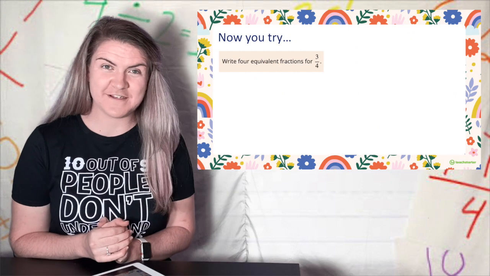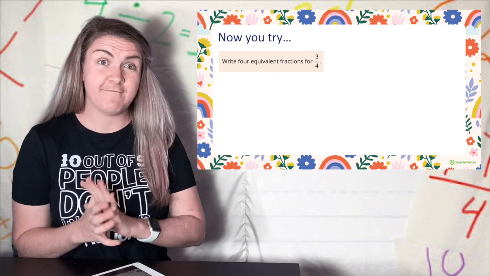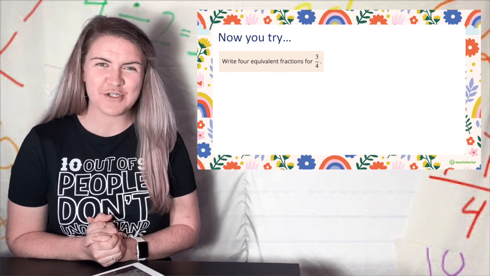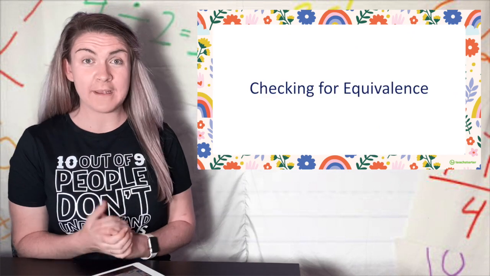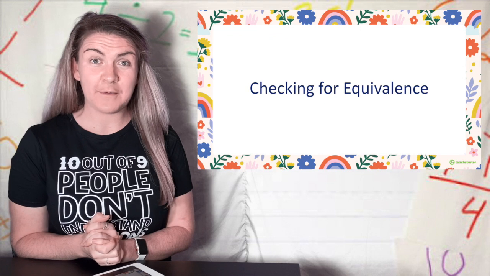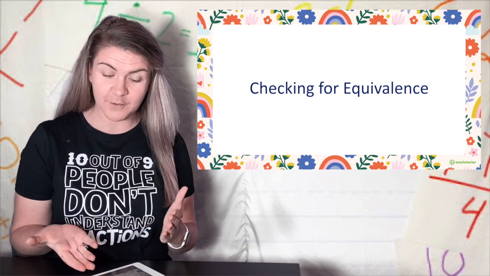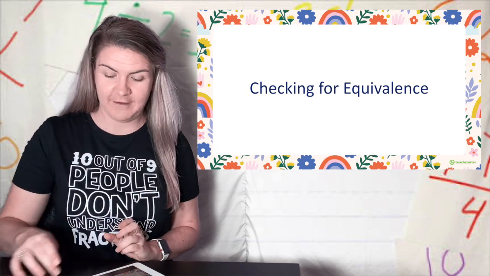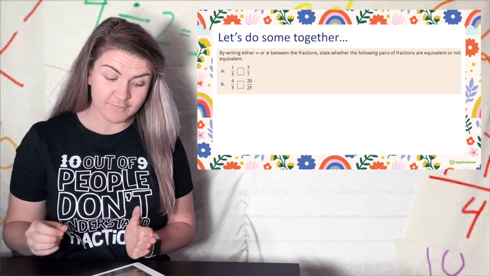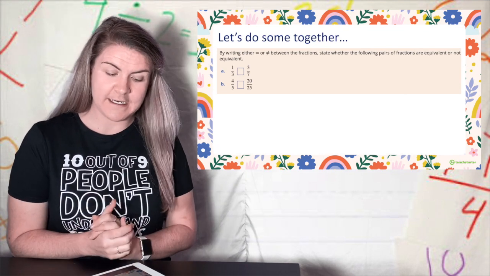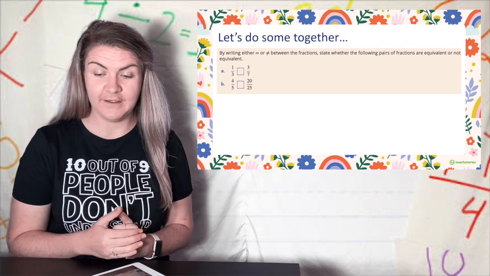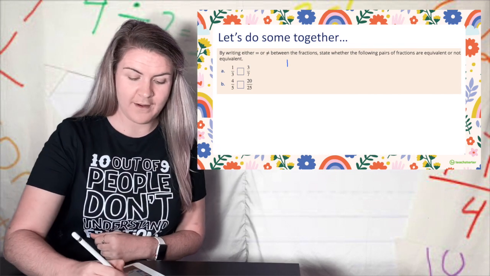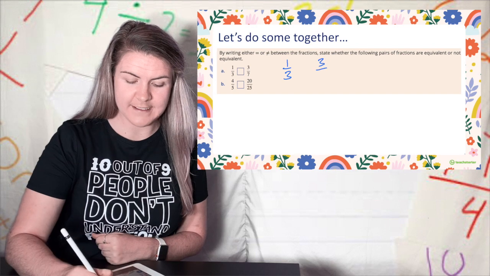You try coming up with some. Now obviously your answers can vary, so try getting someone else to check that they are equivalent. Sometimes we can be given fractions and we have to know whether or not they're equivalent. So we're going to learn how to check for equivalence. We either have to write an equals or a does not equal between the fractions, stating whether or not they are equivalent. Okay, I have 1/3 and 3/7.